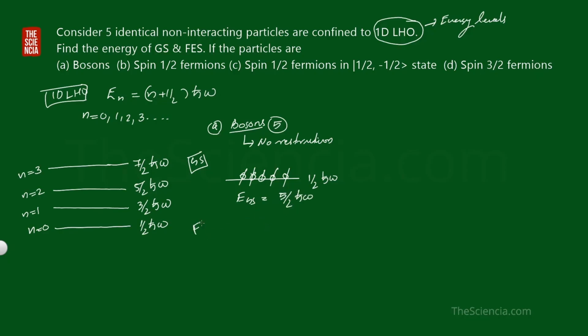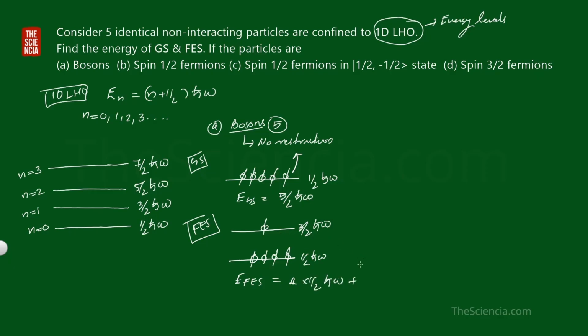Now let us consider the first excited state. That is, one of the particles is jumping to the higher energy level. That is half h cross omega, and the next higher energy level is 3/2 h cross omega. So here one of the particles jumps to the higher state, so it reaches here, and the remaining 4 are in the half h cross omega state. Okay, so you will get the first excited state energy. That is, there are 4 particles in the half h cross omega state plus 1 particle in the 3/2 h cross omega state.